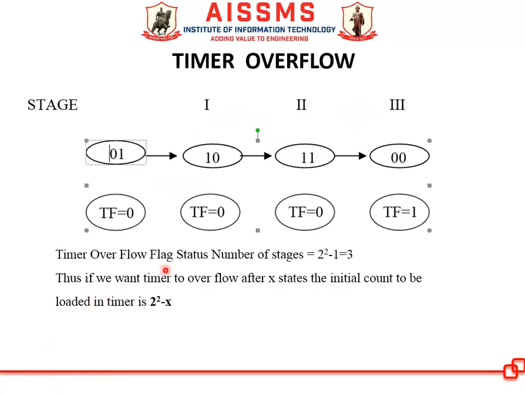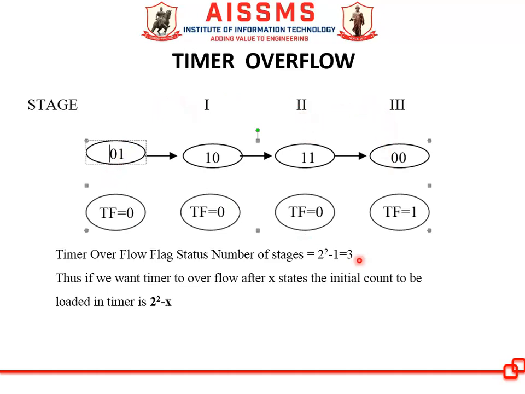So the timer overflow will take place after 2 raised to 2, because it's a 2-bit timer, therefore 2 raised to 2 is 4 states, minus the initial count. So if the initial count is 1, which in this case is 01, it will overflow after 3 states. Those 3 states are the first state, second state, and third state.